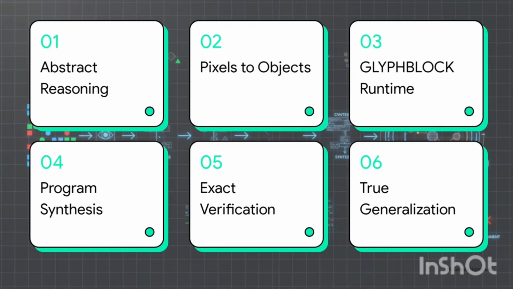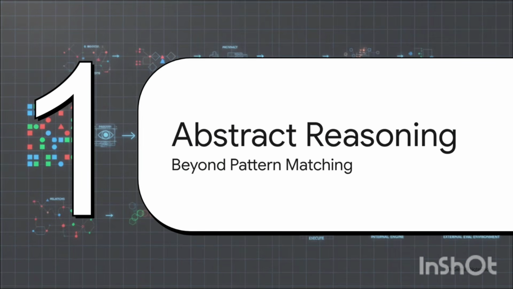Here's a quick look at our agenda for today. We'll start with the abstract reasoning challenge, look at the transition from pixels to objects, explore the GLYPHBLOCK engine, dive into program synthesis, check out the exact verification gate, and finally wrap up with how this achieves true generalization. All right, let's start with section 1, the abstract reasoning challenge, and how we move beyond simple pattern matching.